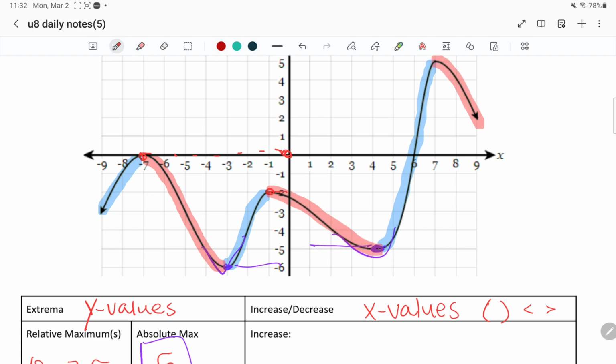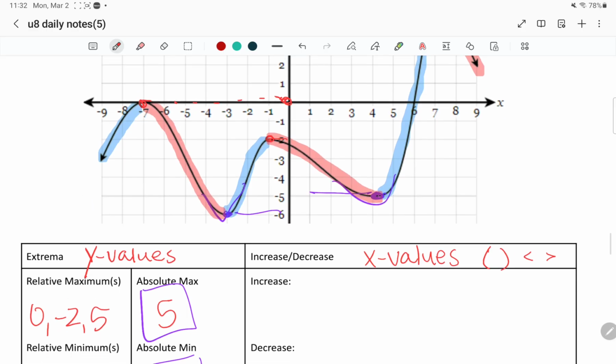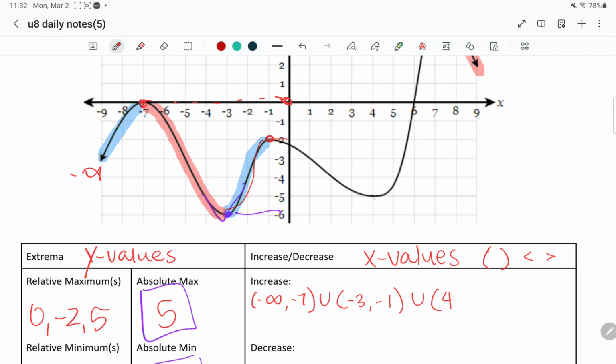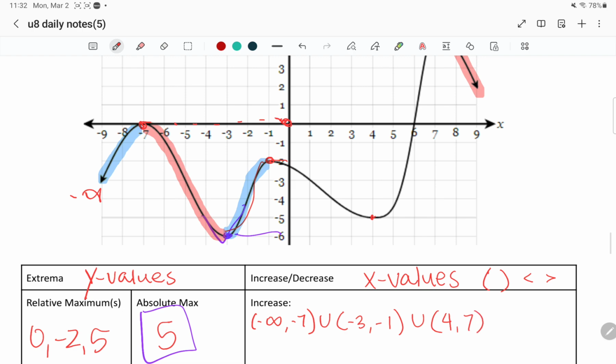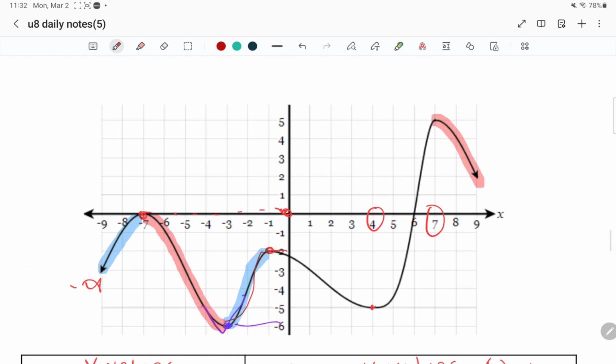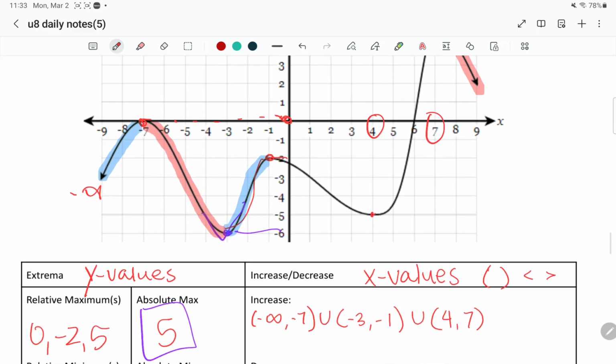So then we have to write all that. Let's start with increasing. That is going to be negative infinity to -7, and then -3 to -1, so that's this blue piece, and then 4, looks like I drew a lot right there. Yeah, 4 to 7. Notice all x values. I mean, yes, it's high up here. That's 5. That's great. We don't care. We're talking about x values.